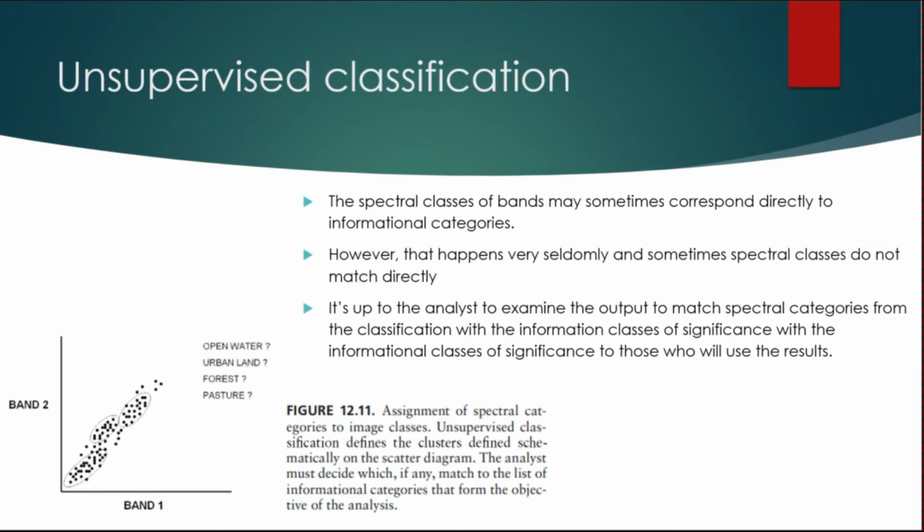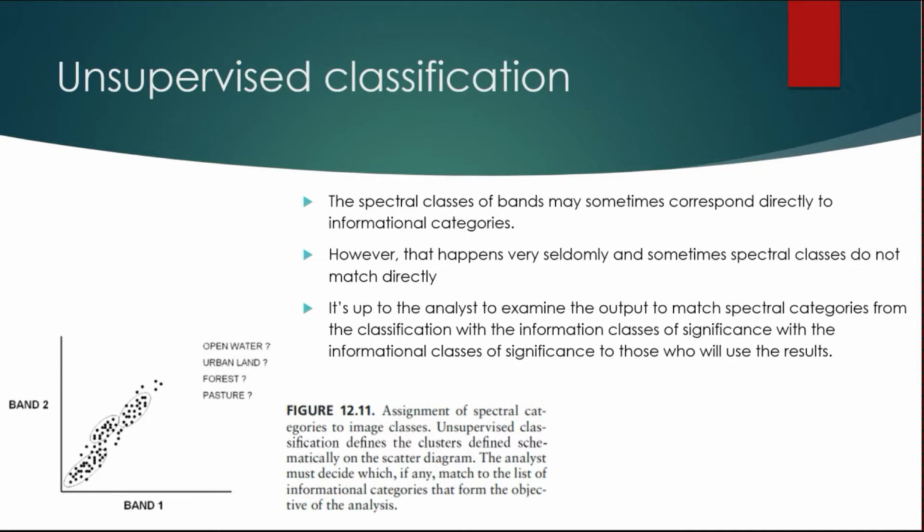The spectral classes of bands may sometimes correspond directly to informational categories. So that's when it's very distinct boundaries of maybe what you're looking at. So if it's like water against a dark forest of the same age, same species, maybe with the unsupervised classification, it can group those pixel values very easily because it's very distinct. And so, for example, in this figure from our textbook, the pixels that compose the group closest to the origin corresponding to open water, those are all going to be within that same cluster.